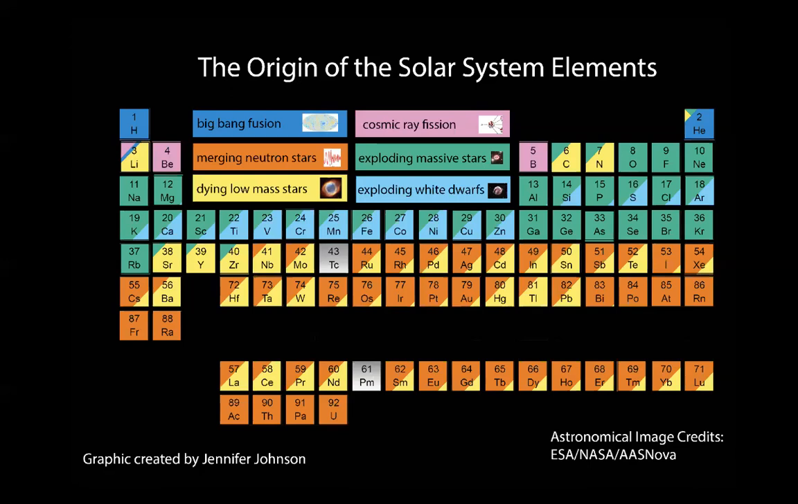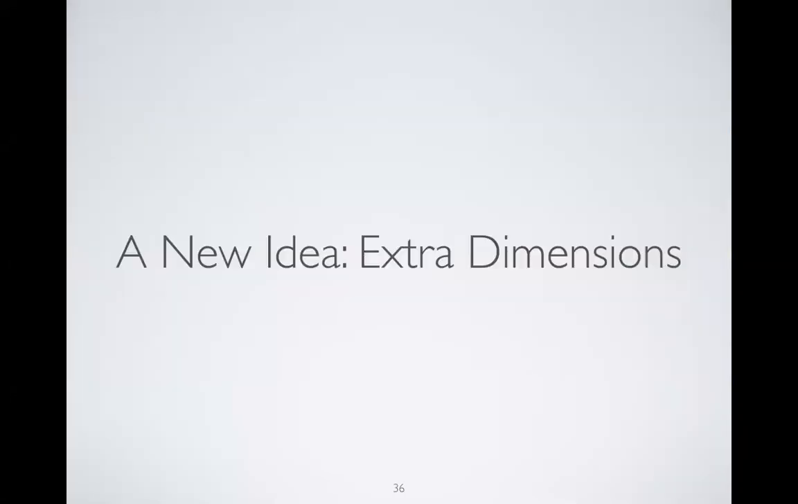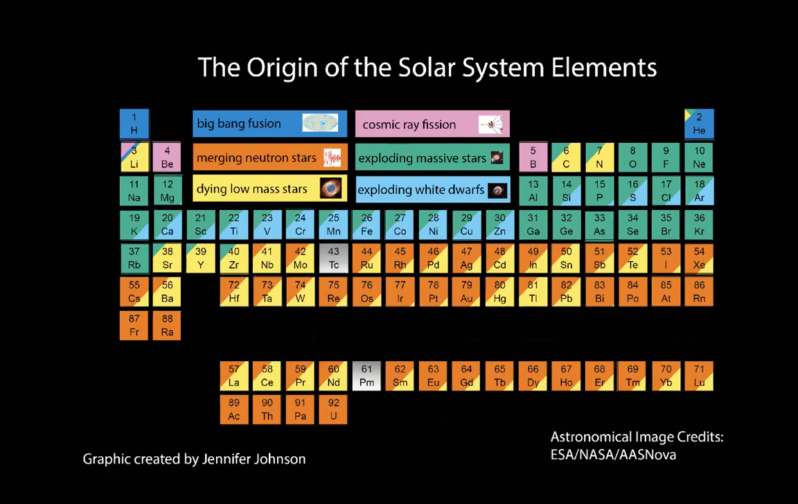All right, so this is the origin of the elements that we talked about, and how we see the orange. The orange is the merging neutron stars, right? So that's why we know it's fairly common, because we know that it has to be responsible for a lot of these heavy elements that exist in the universe. All right, questions about neutron stars?